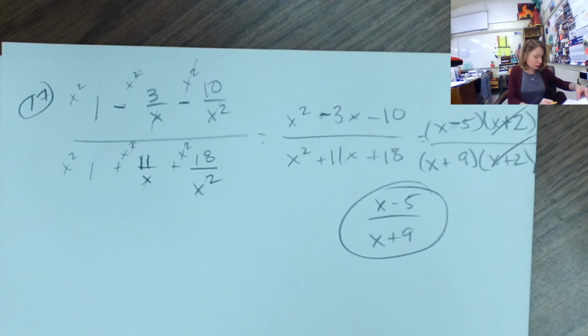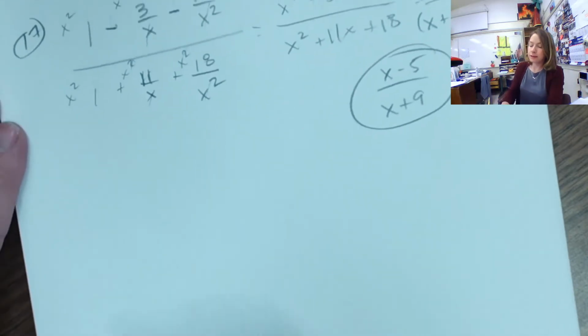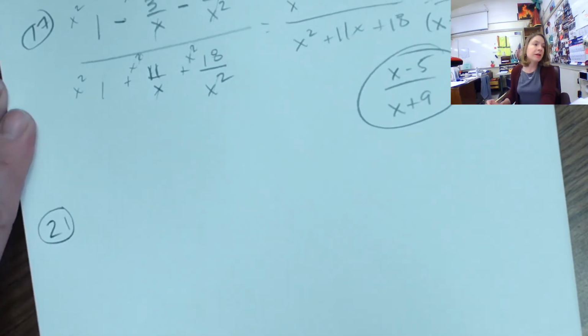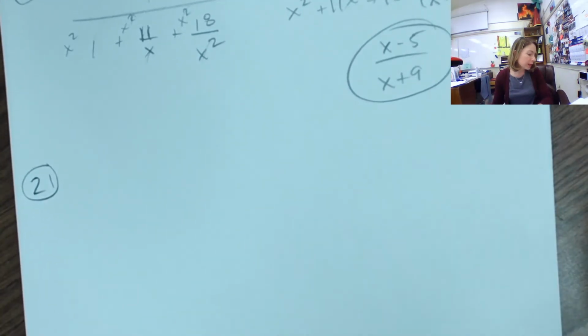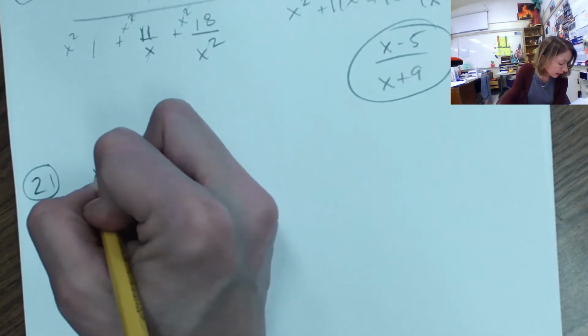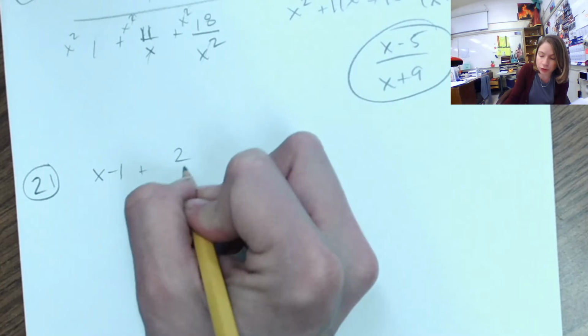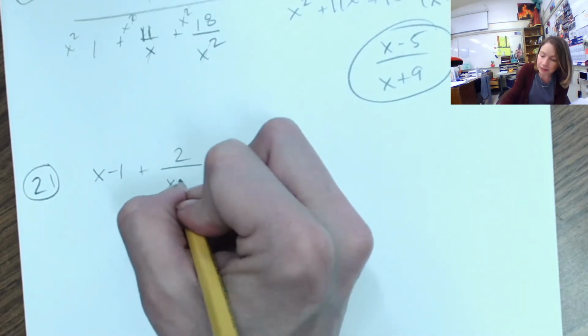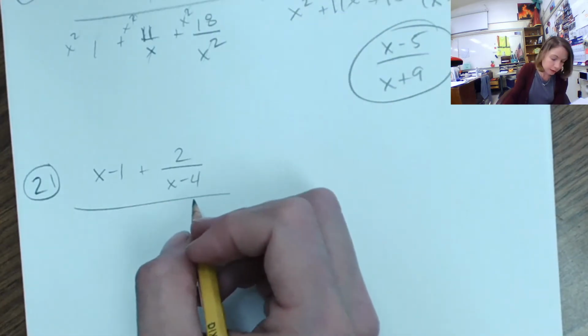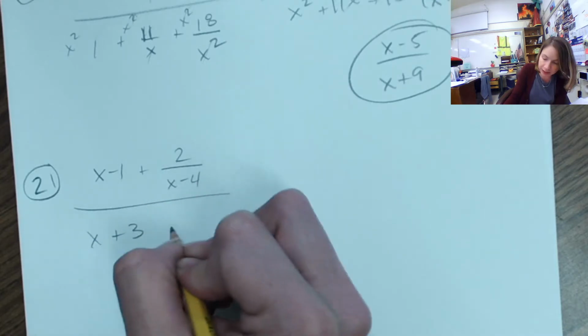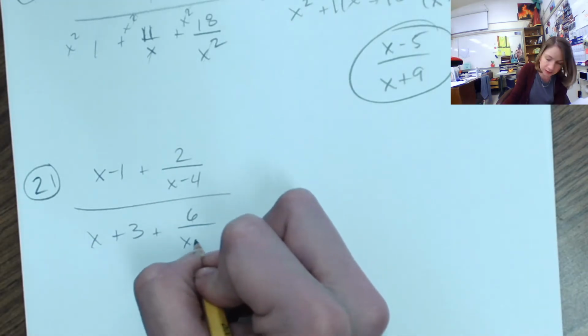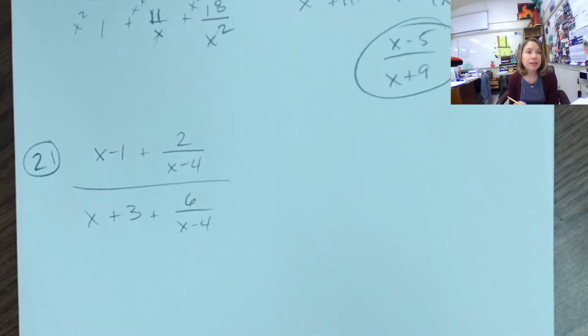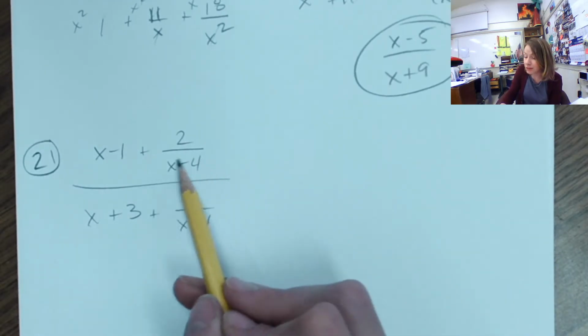Let's look at 21, because there are some of these where we have to make sure that we're distributing things through and multiplying them properly. So I've got x minus 1 plus 2 all over x minus 4. Then I've got x plus 3 plus 6 all over x minus 4. So this one's pretty similar. My common denominator still is just going to be this thing right here.